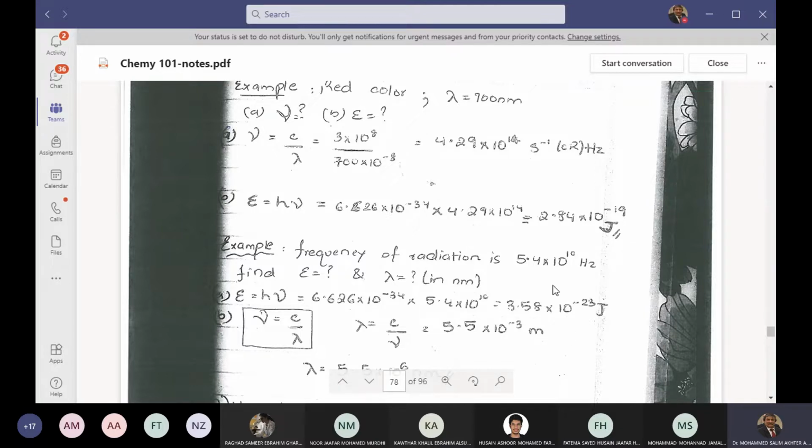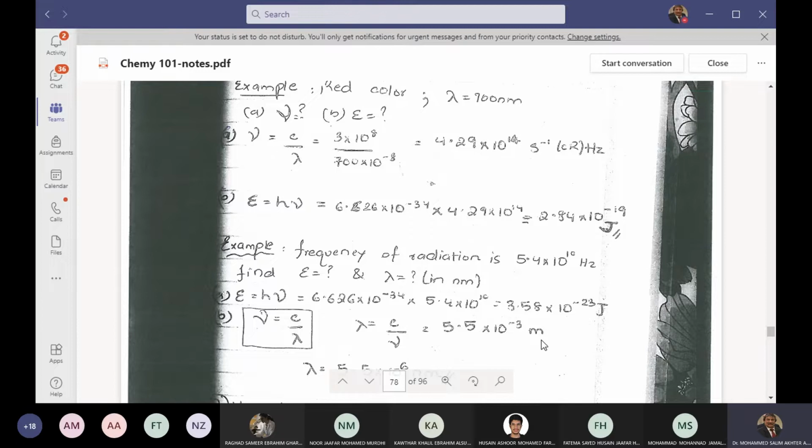In the second example, frequency is given. The unit for frequency is second minus 1 or hertz, Hz. In this example, I have given you frequency, I want energy and lambda. You have all three equations. Whichever you like, whichever you want, you can use it. So I use E is equal to h mu. I know frequency, I know h, I can get energy. I can use this equation mu is equal to c over lambda, or lambda is equal to c over mu.